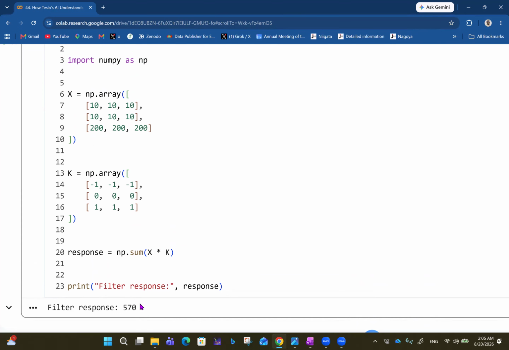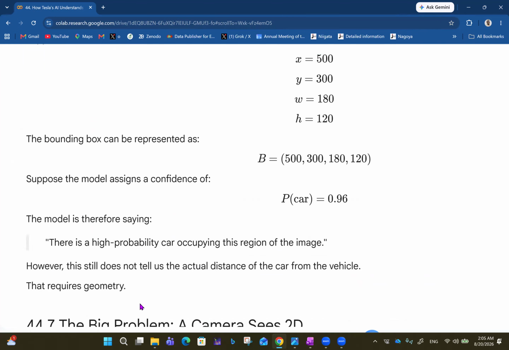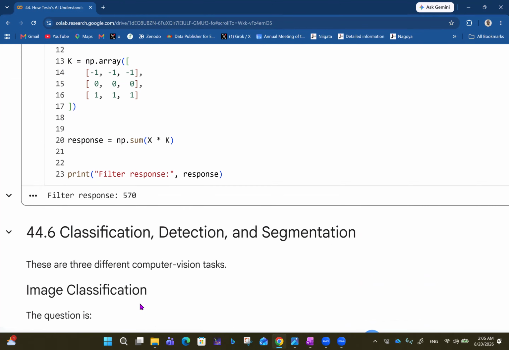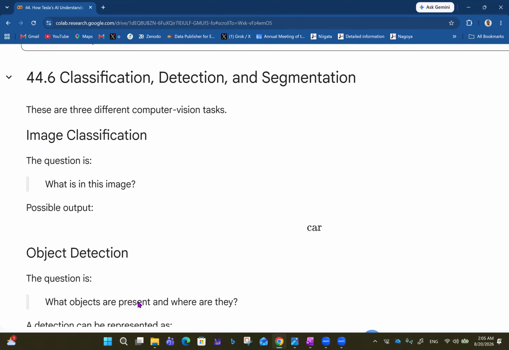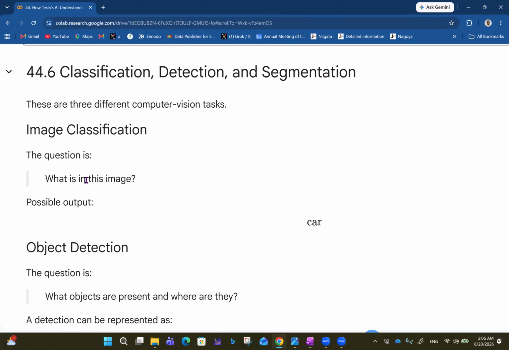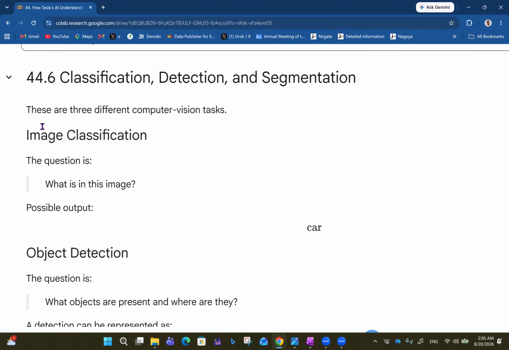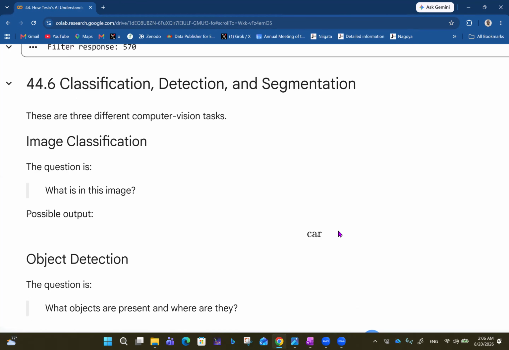That gives 570 here. So we saw something like this in an earlier video because it's just 10 by 10 multiplication, not the matrix multiplication in that sense. Then we have classification, detection, and segmentation. There are three different computer vision tasks. So we have image classification. The question is, what is this image? And the possible outputs can be, it's a car, it's a lorry, it's a truck, it's this and that. And then that's the image classification.